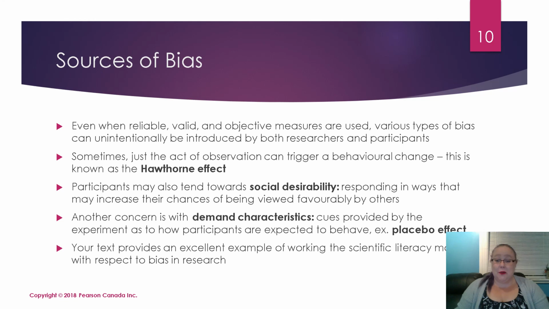So now we're going to talk about some sources of bias. As we mentioned in that list, one of the major things that we need to do when conducting good scientific research is try to examine and account for our sources of bias and eliminate them if at all possible. So even if we're using reliable, valid, and objective measures, so we're using tests that have been proven reliable and valid, we're trying not to take our opinions, assumptions, things like that into account, there unfortunately are various types of bias that can still unintentionally be introduced, both by the researchers and the participants.